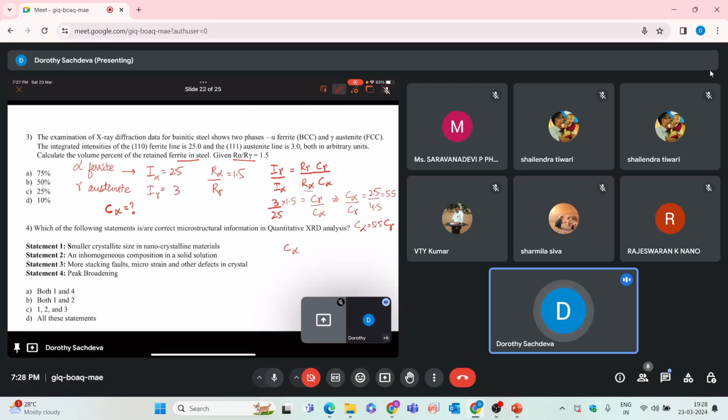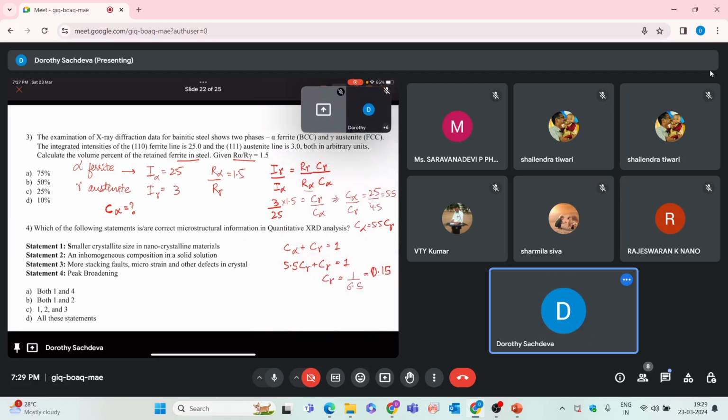And we know another equation where C alpha and C gamma, the sum of these two, will be 1. So when you use this, you get 5.5 C gamma plus C gamma equals 1. So C gamma will be 1 divided by 6.5, which is basically 0.15. So your C alpha will be 1 minus 0.15, that will be 0.85. I don't know if I am making any mistake or this is incorrect, but C alpha in percentage will be around 85%. So the closest to this is option A, 75%. So according to me, option A should be the correct answer for this case.